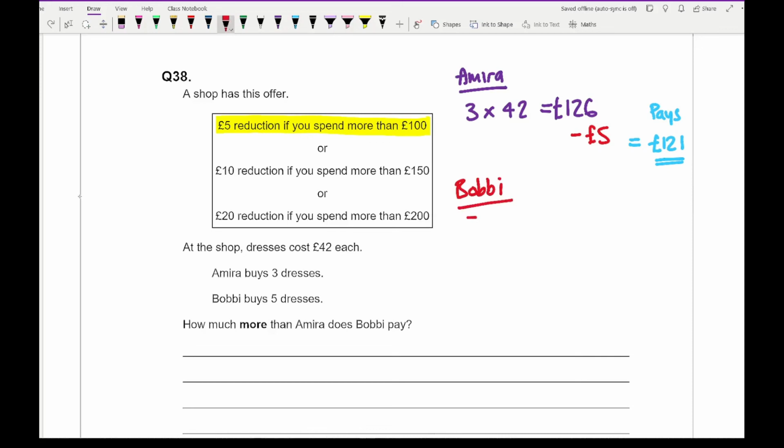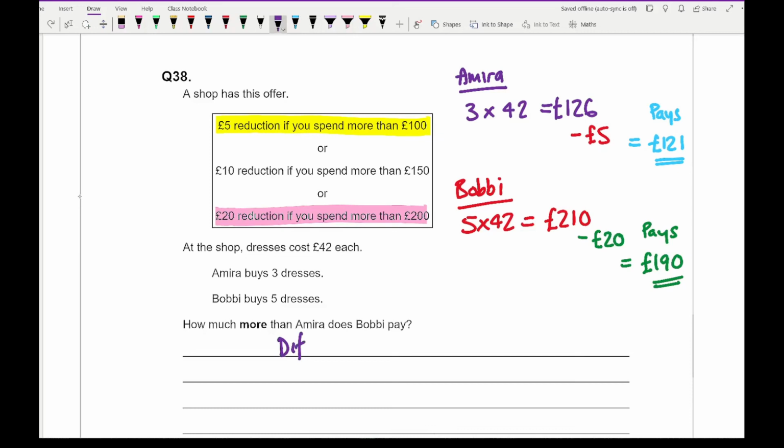Then if I look at Bobby, Bobby buys 5 dresses, so we do 5 times 42, and that comes up to a total of 210. Now Bobby then qualifies for a £20 reduction. So if I take away £20, they end up paying £190. So then all I need to do is work out the difference between the two. So the difference is going to be 190 minus 121, which gives me an answer of £69.